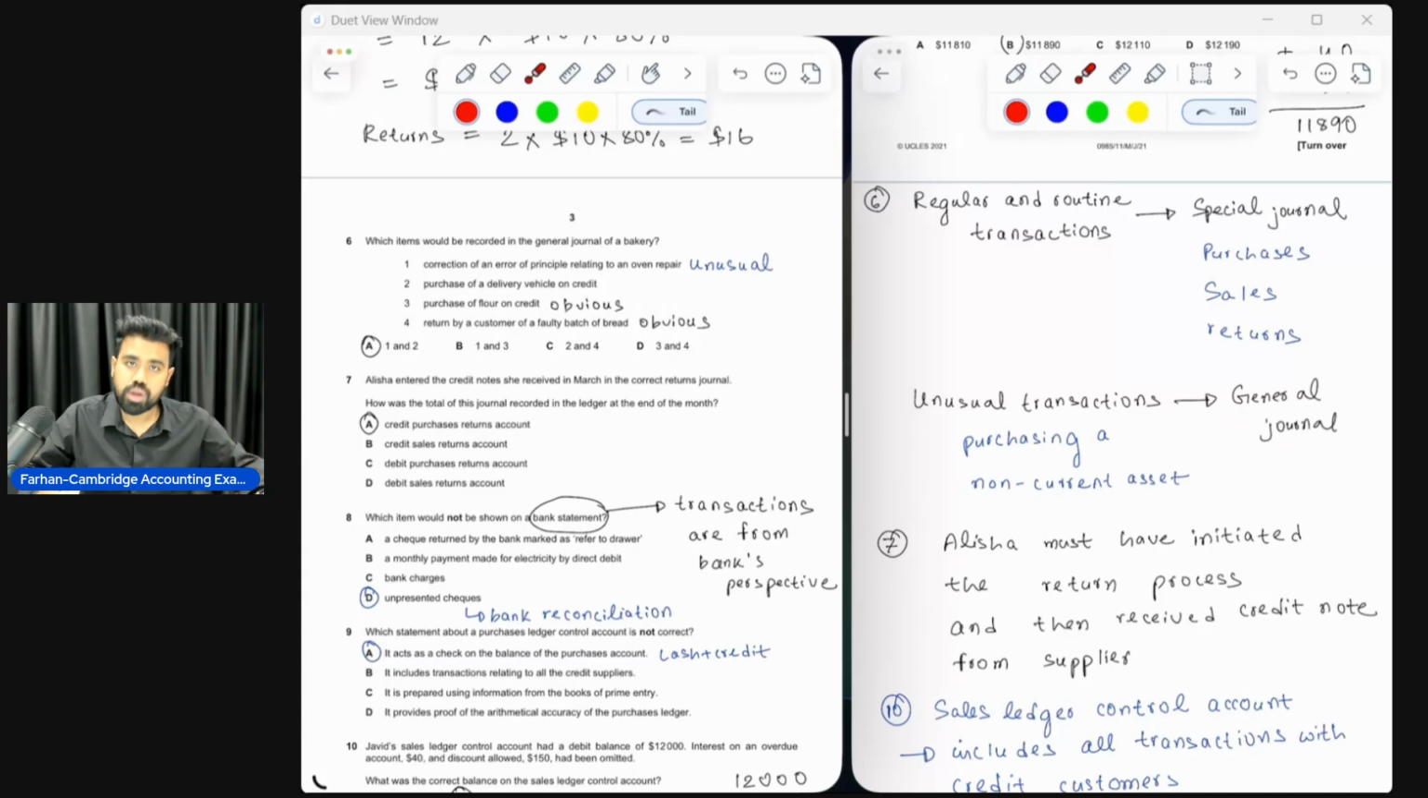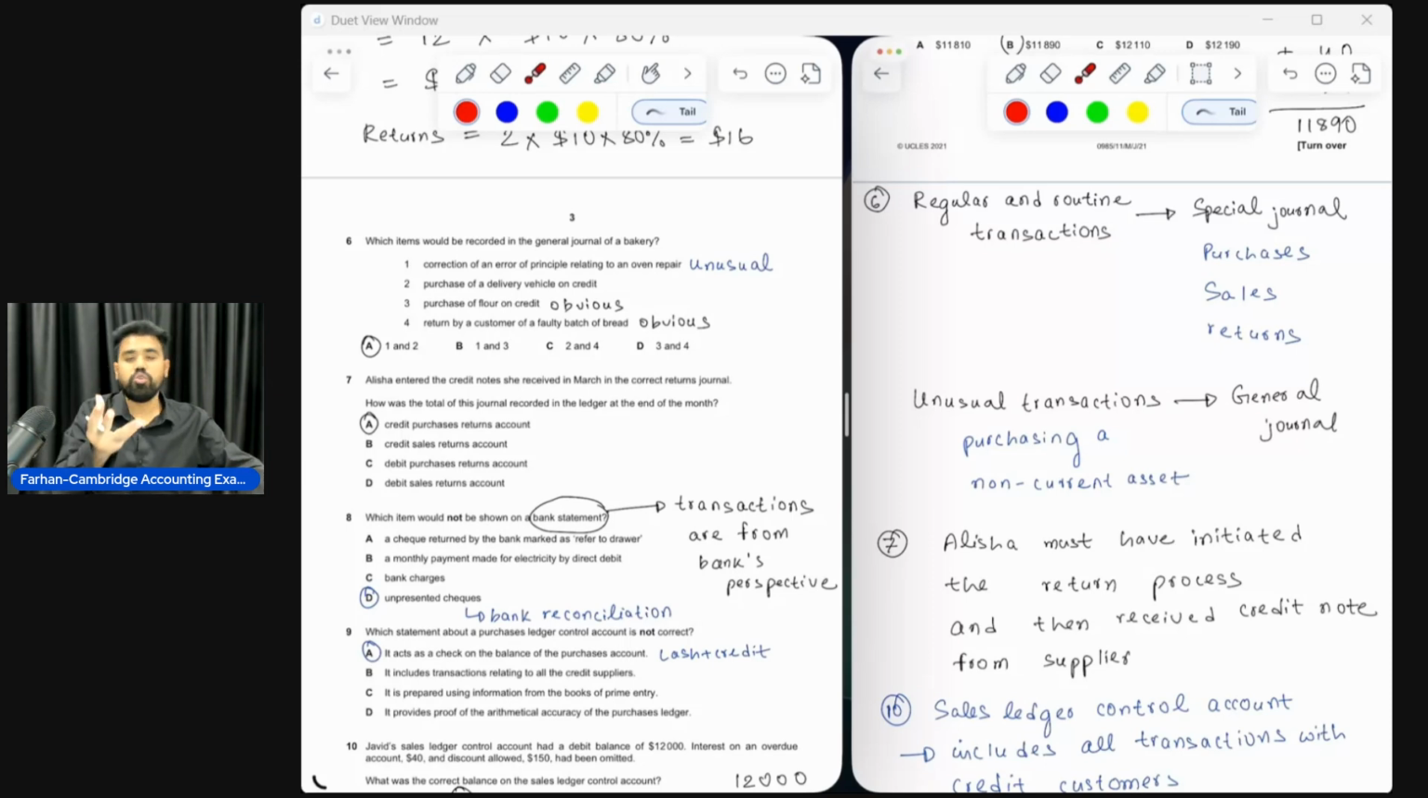Where would they be recorded? They would be recorded in special journals, which would be the purchase journal, the sales journal, and the returns journal. The purchase journal would be recording any credit purchases. The sales journal would be recording any credit sales. The returns inward or outward journal would be processing any returns made by the bakery to their supplier or made by the customer to the bakery, right?